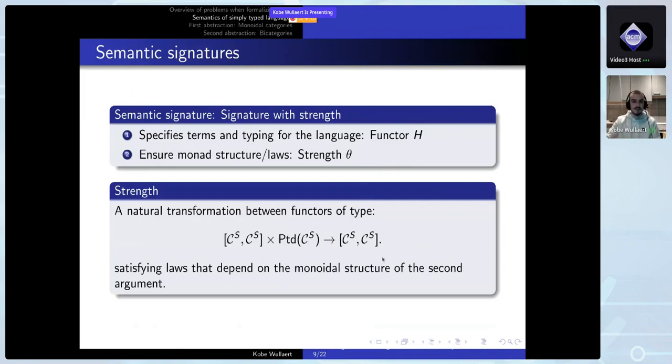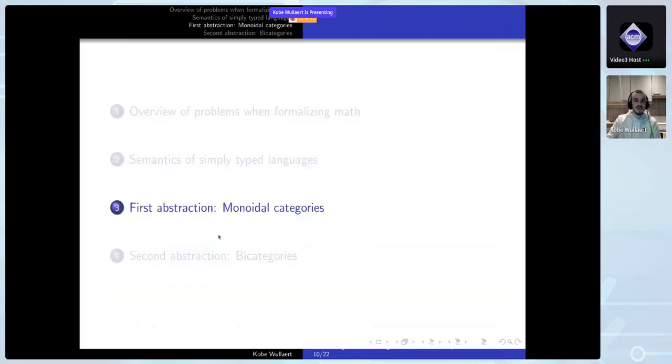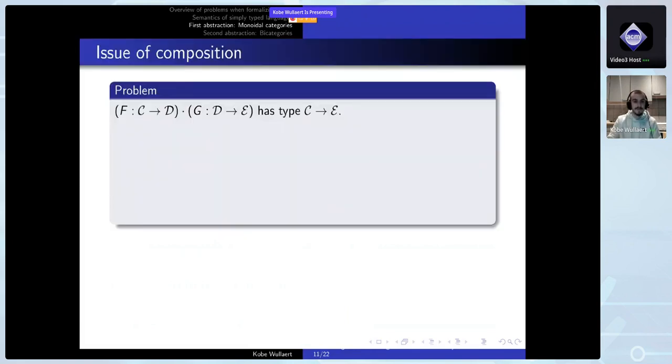Even though these are quite technical details, the important part here is that you saw a lot of functor categories pop up, always these endofunctors, and this is what leads us to a first abstraction. The issue with these functor categories has to do with composition.